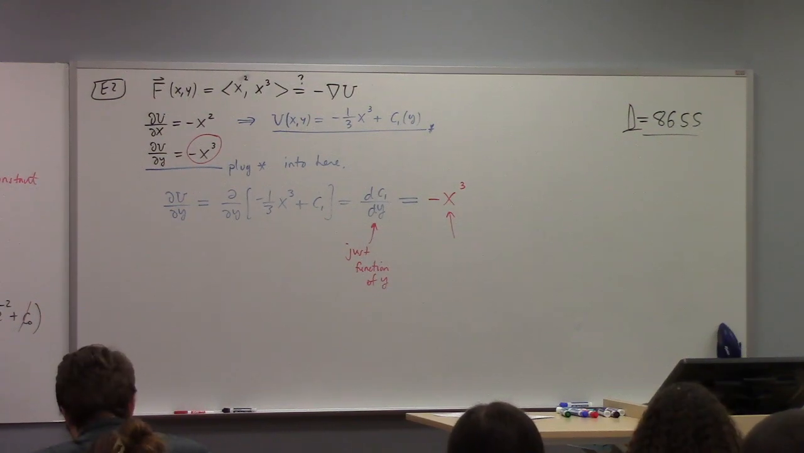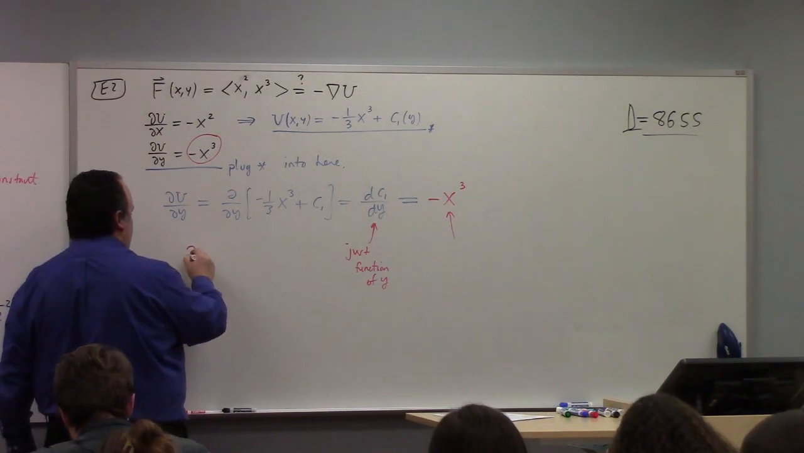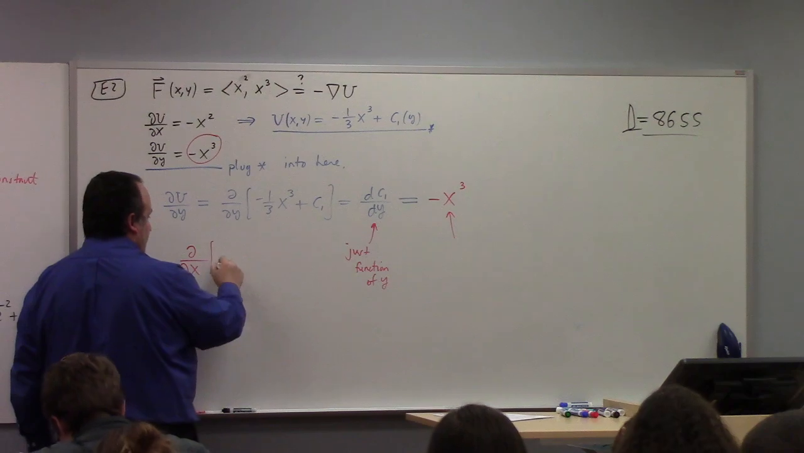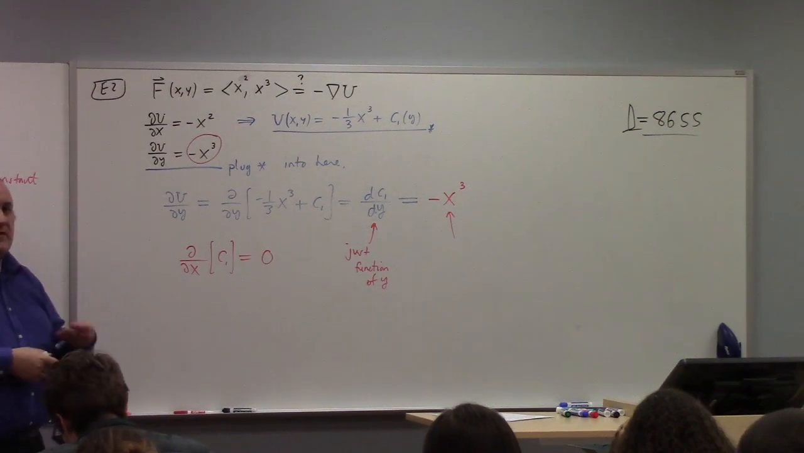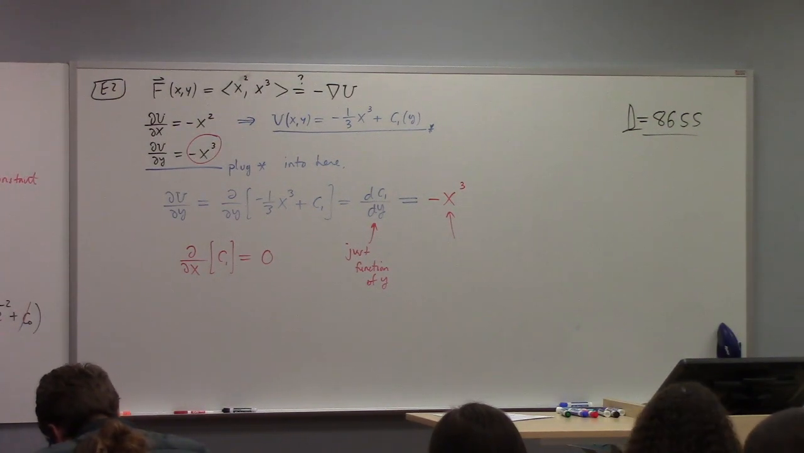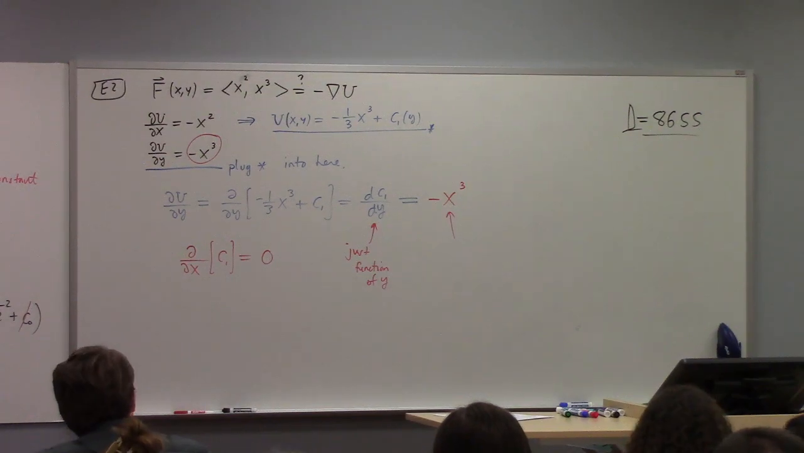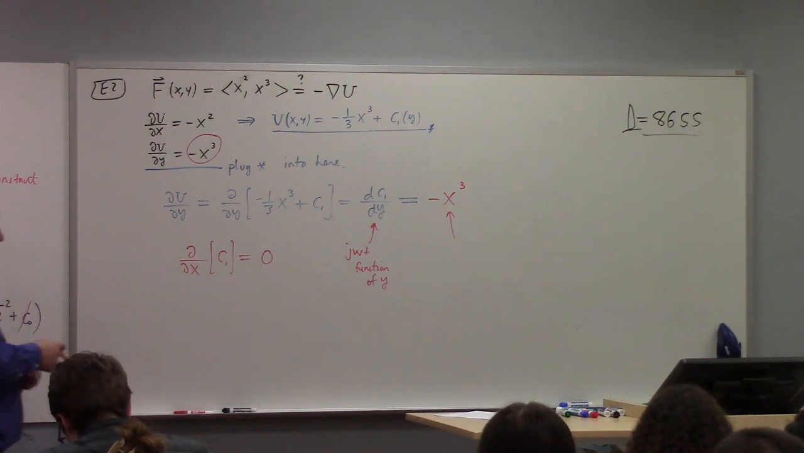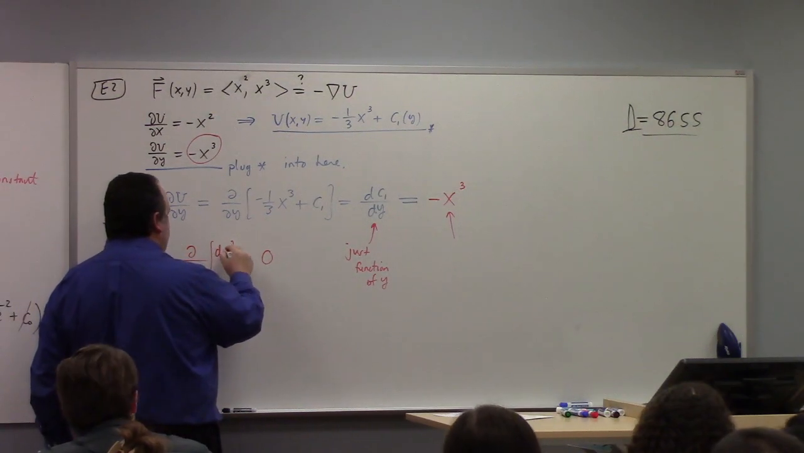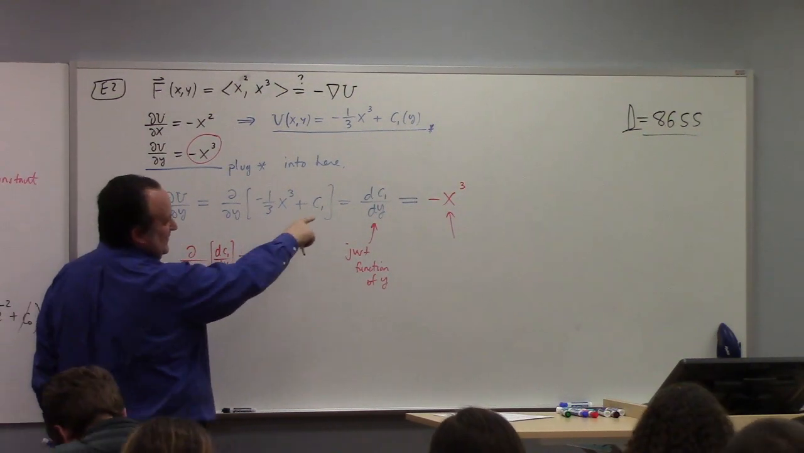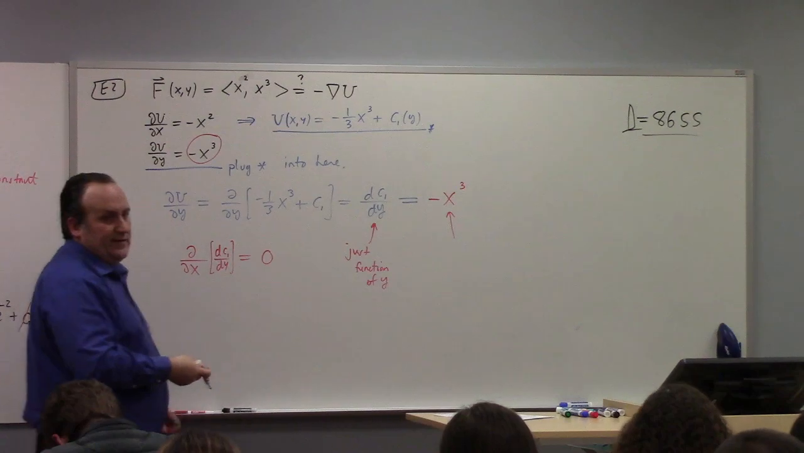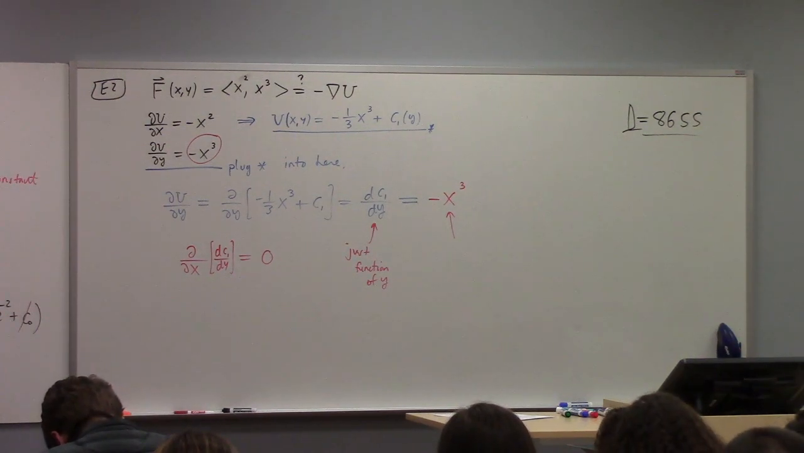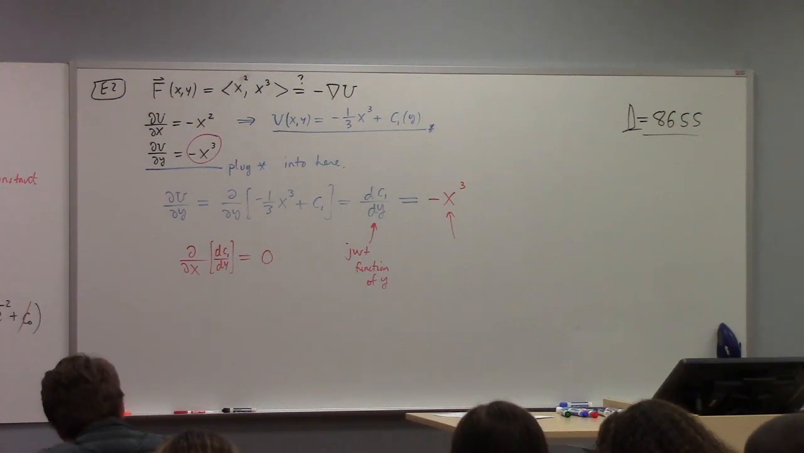I say something's just a function of y. What does that mean in terms of calculus, by the way? It means the x derivative of c1 has to be 0. That's what we mean when we say c1 is just a function of y. So of course the x derivative of dc1 dy is also 0. But if you differentiate this equation with respect to x, you get 0 on the left-hand side and minus 3x squared on the right-hand side. So we get 0 equals minus 3x squared. You can't have that. So what does this all mean?